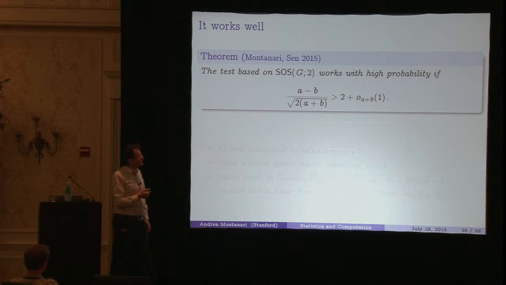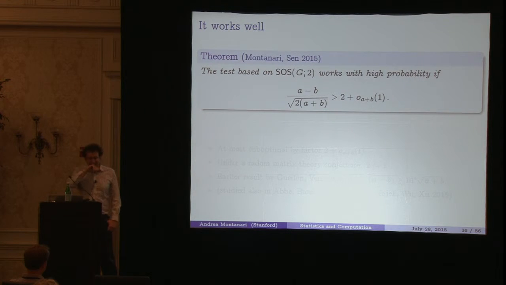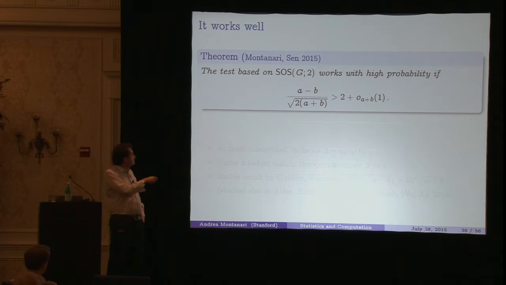Okay, so how well does it work? This is a theorem that we have. This test works provided A plus B is large. So the degree is bounded by large. It's not any bounded degree, but the degree bounded by large. So this magic ratio has to be bigger than 2 plus some small o of A plus B.